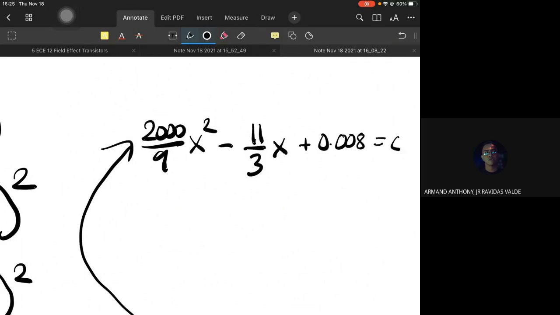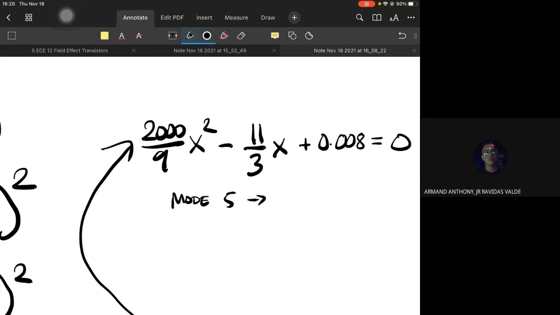Equal to 0. So, we have our quadratic equation. Pwede na ito mag-calculator here. Pwede shift solve, but katong mode. So, let's go to mode sa calcu. Mode 5.